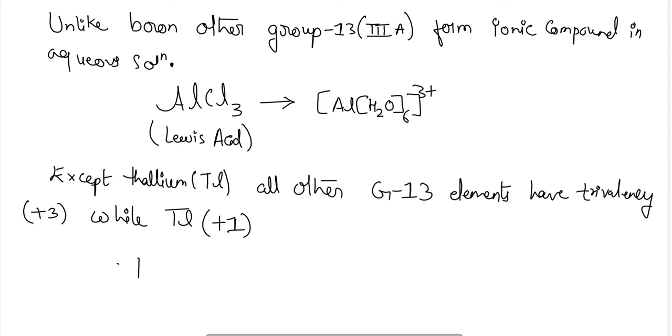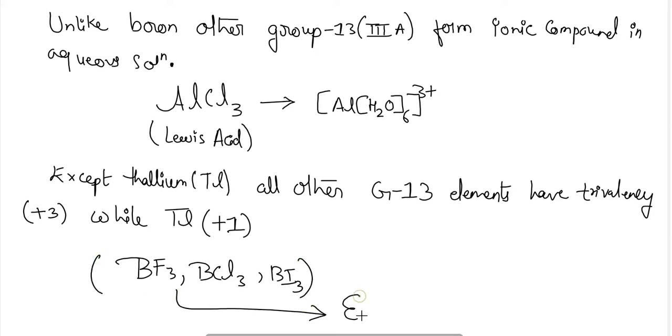For example, we can see the compounds of boron such as BF3, BCl3, BI3. In the case of boron, we will see that it forms electron deficient compounds. BH3 is also there. We will further study about boron. So electron deficient compounds are formed by boron.